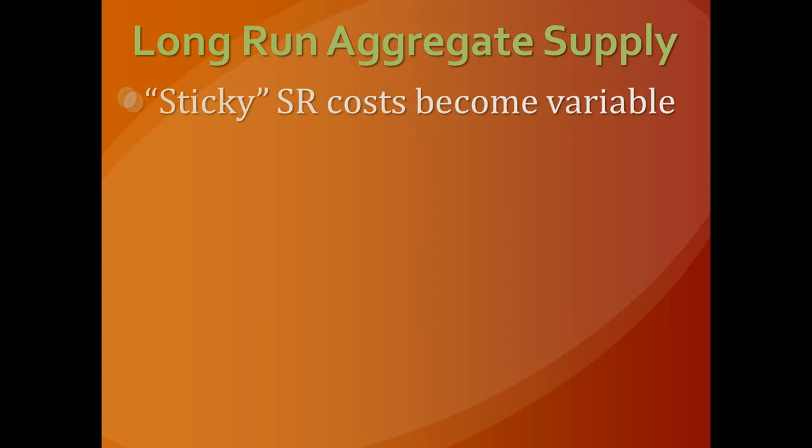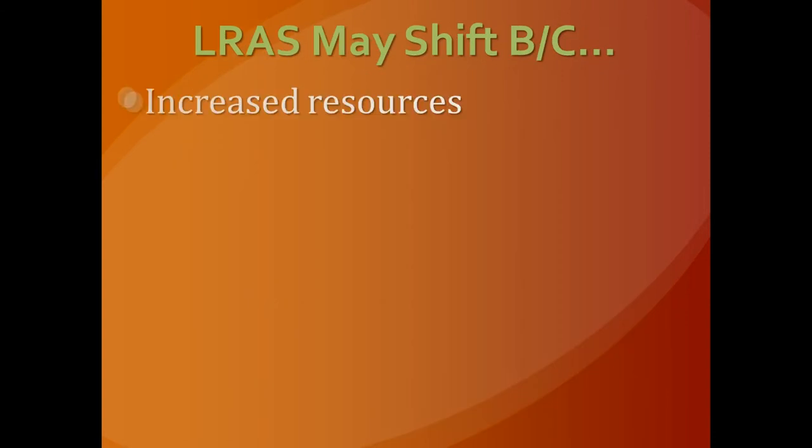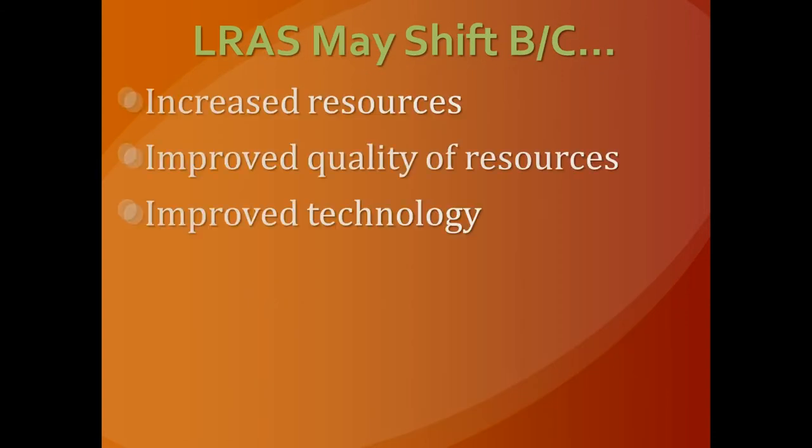In the long run, sticky wages are not an issue, because those sticky wages are renegotiated and become variable. And so we tend to see then that the long-run aggregate supply curve is a vertical line. And that vertical line intersects the horizontal axis at what we call potential output. This long-run aggregate supply curve at potential output will tend to shift either right or left because of a change in resources, quality of resources, or technology. Typically these things are improving, which is why we generally see long-run aggregate supply shifting to the right.